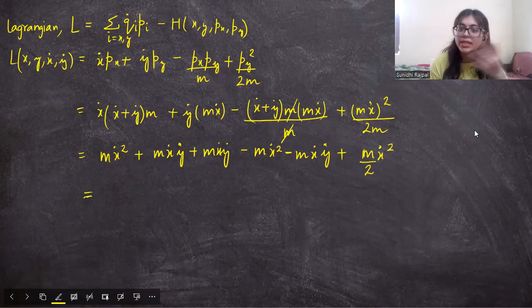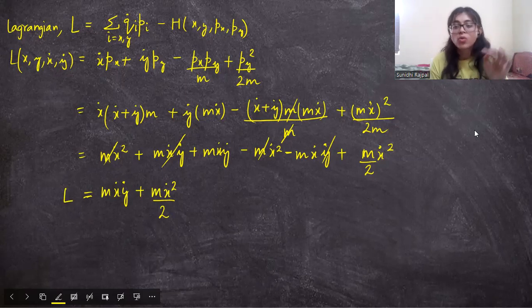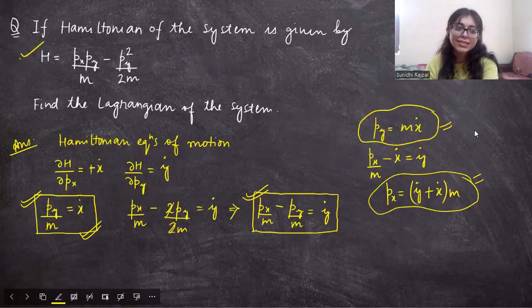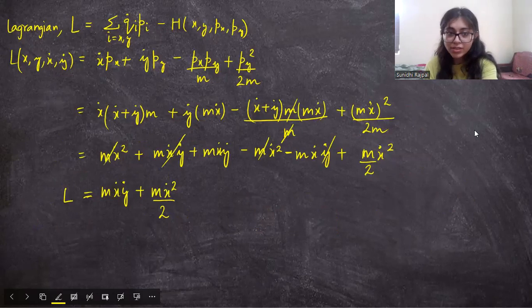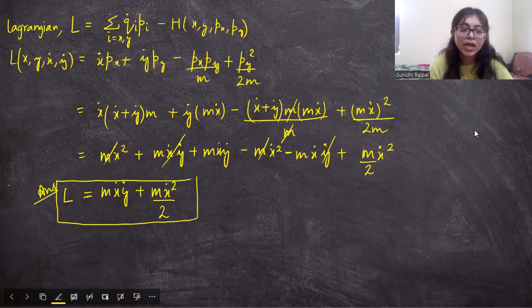अब हम लोग क्या करेंगे? Let's see the things which are getting cancelled. Let's make our life easier. This is getting cancelled with this. This is getting cancelled with this. So what am I left with? I'm left with m x dot y dot plus m x dot square by 2. And this is the expression for your Lagrangian. So the Hamiltonian, which was this, and we had to find the Lagrangian of the system. So for this Hamiltonian, the Lagrangian of the system is m x dot y dot plus m x dot square by 2. This is our final answer.